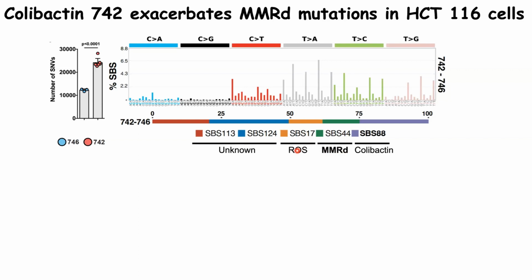SBS 17 is due to reactive oxygen species exposure. These two have no etiology, so we don't know where they're coming from or what the reason for them is. But these three we know. So mismatch repair, I remind you, was also found in the tumors of the mouse exposed to E. coli. It was SBS 15. Now here with the molecule, we also have mismatch repair.